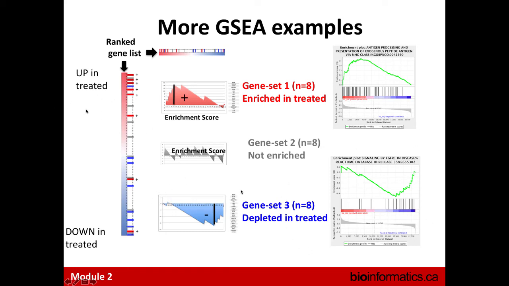And the third gene set, number three, contains eight genes, and we'll see that it's enriched toward the down regulated side of the rank list. It will look like this on a GSEA enrichment plot. And here is the zero, so it's negative. It's a negative enrichment score.